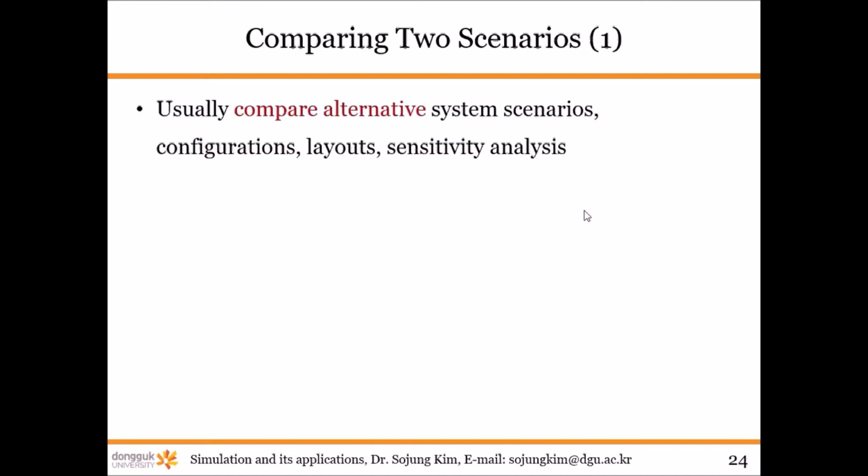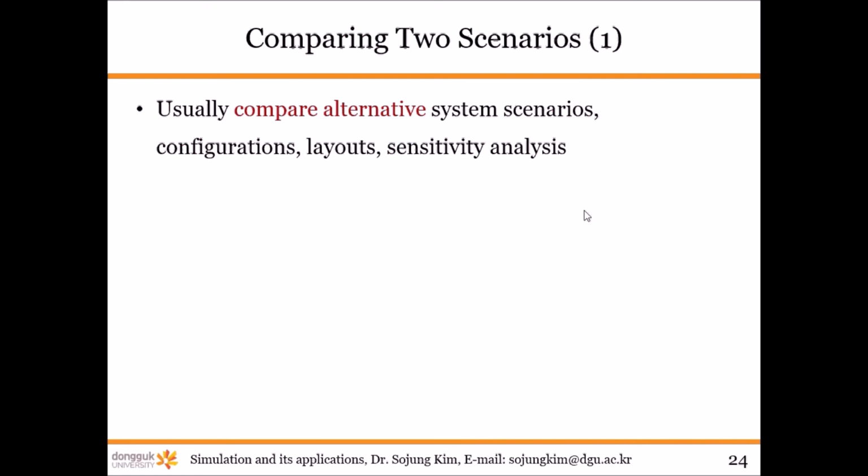Let's say you want to compare two scenarios. For example, you have an alternative to enhance the performance of the existing system, and you want to compare its output with the output of the existing system. In that case, you need to utilize the paired t-test. In this class, I'm going to explain how you can use a paired t-test using the Output Analyzer provided by Arena.